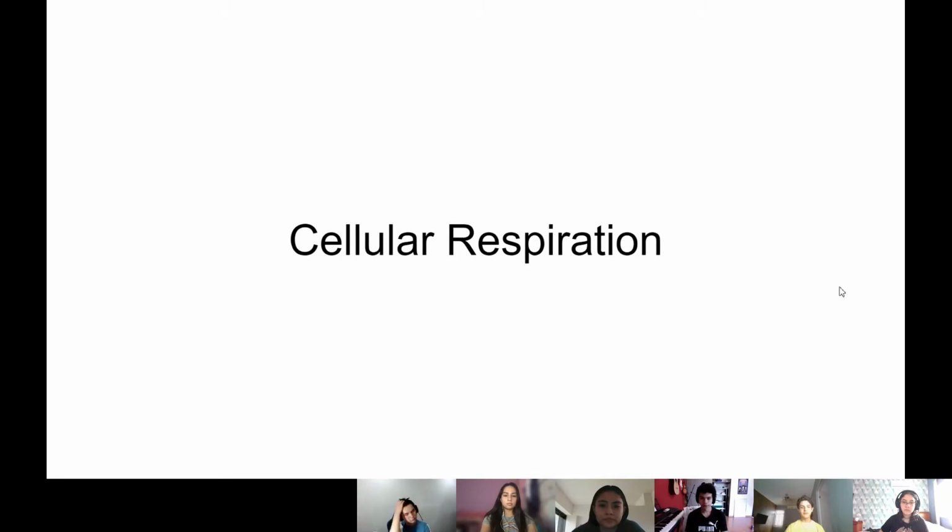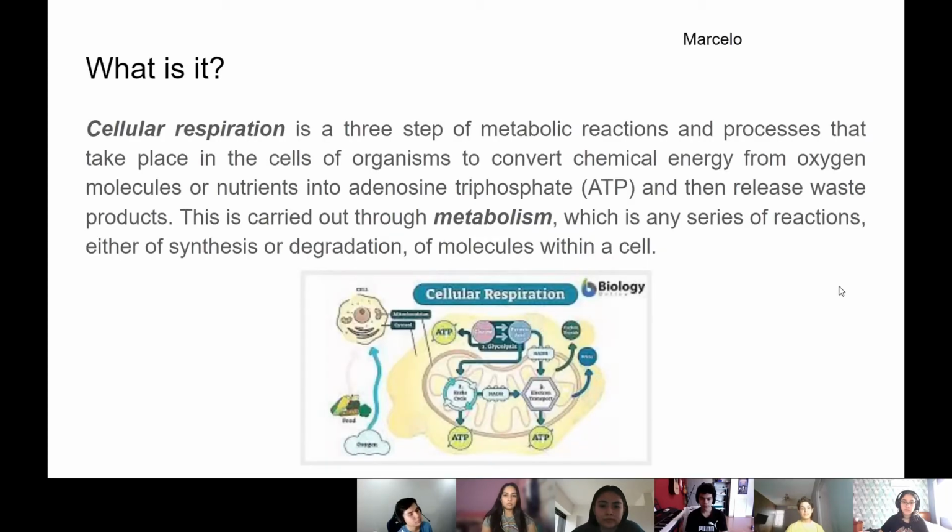Cellular respiration. What is it? Cellular respiration is a three-step metabolic reaction and process that takes place in the cells of organisms to convert chemical energy from oxygen molecules or nutrients into adenosine triphosphate, ATP, and then release waste products. This is carried out through metabolism, which is any series of reactions, either of synthesis or degradation of molecules, within a cell.